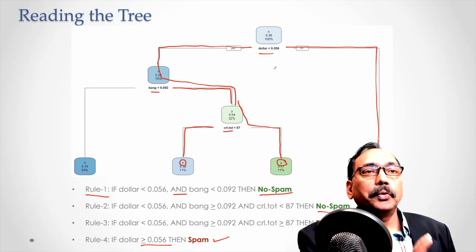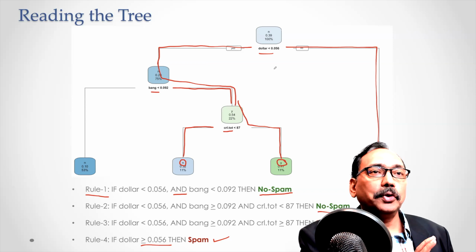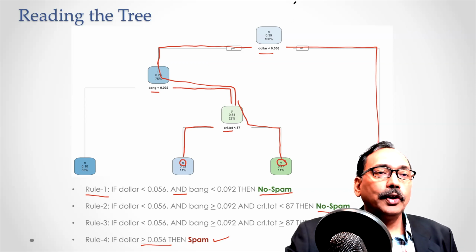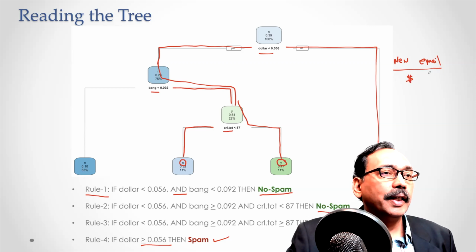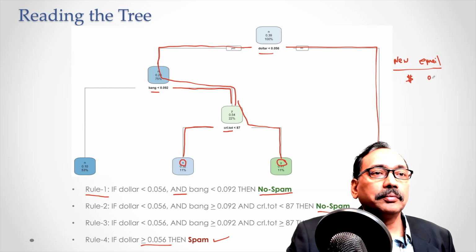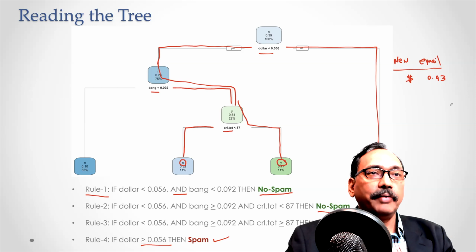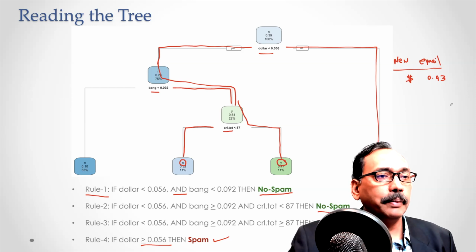Let's say we have this model. So how can this be used? You are going to look at a new email and check how many dollar symbols you have. And if you find it is 0.93, suppose that's the value for dollar variable.